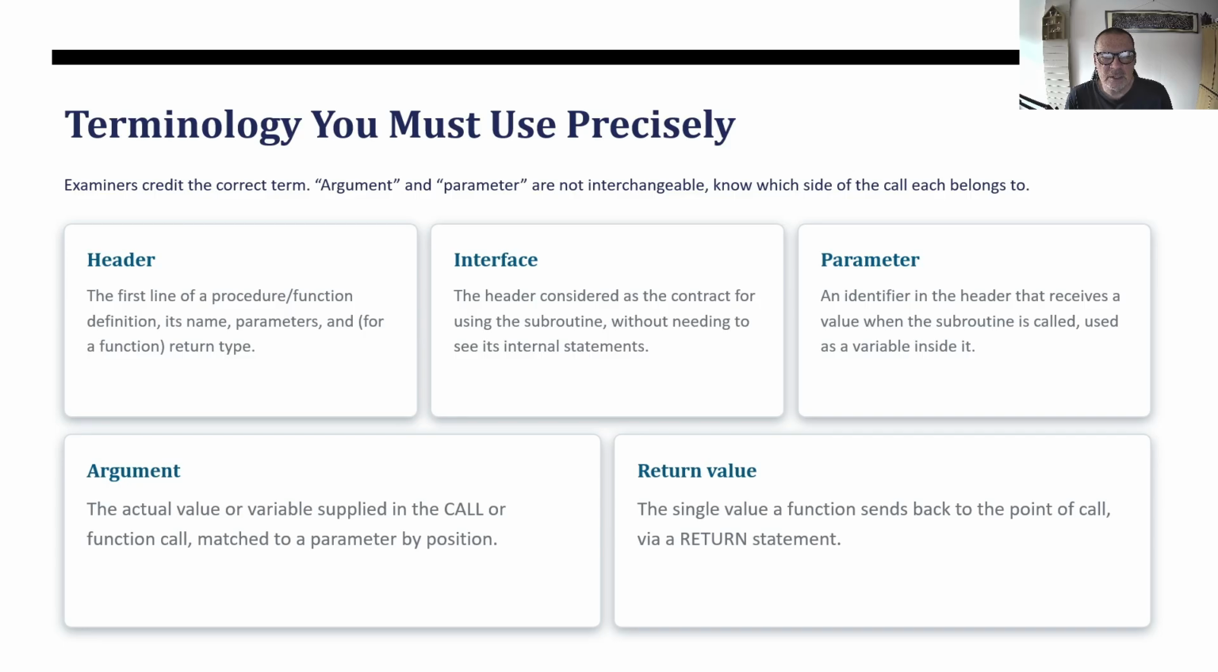An argument is the value that you're going to supply to the subroutine. When you're calling it or making a function call, what values do you want to pass in? And then the return value is the single value that a function sends back to the point where it was called from, and that's done using the return statement.